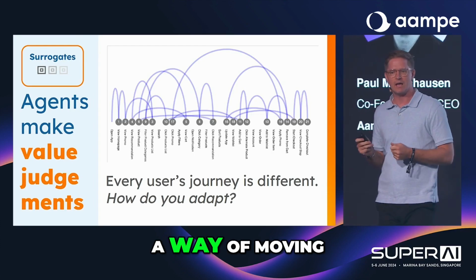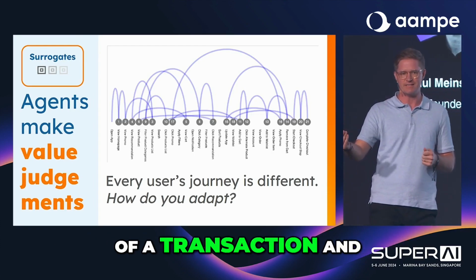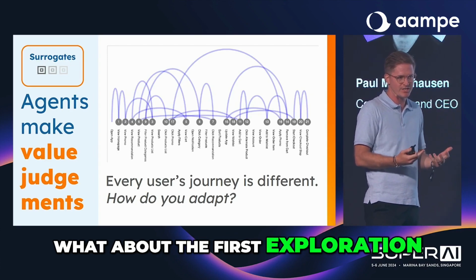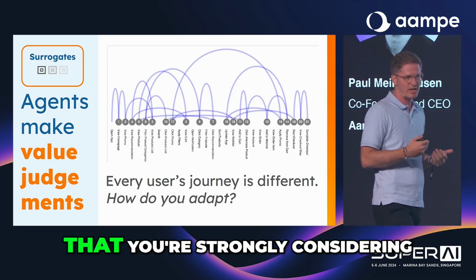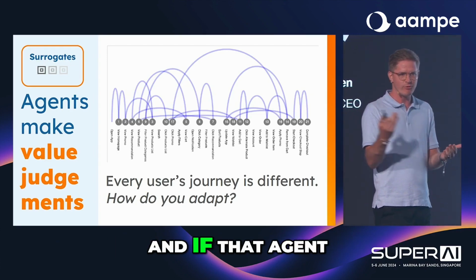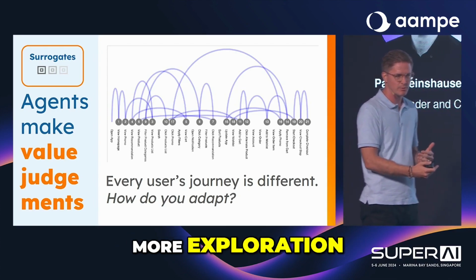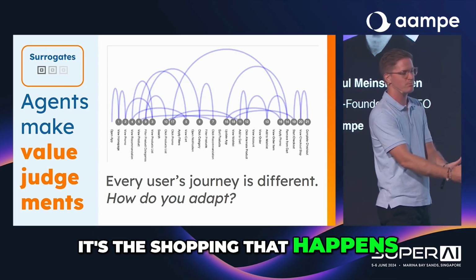They have to have a way of moving away from an objective function of a transaction and saying, well, what about the first exploration in the app would lead us to think that you're strongly considering something, and if we gave you a little bit, if that agent gave you a little bit more information, it would lead to a little bit more exploration. It's the shopping that happens prior to the buying.